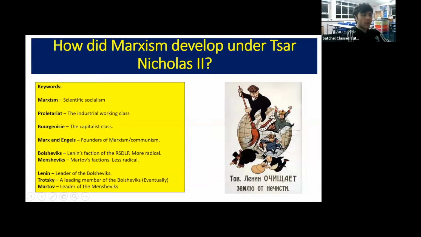Okay, hello and welcome to this lesson on how Marxism developed under Tsar Nicholas II. This lesson is aimed at A-level students and it's going to be particularly useful to you if you're an AQA history student and you're studying the unit on Tsarist and Communist Russia from 1855 to 1964. However, it's also going to be useful if you're generally interested in Marxism or in the collapse of the autocracy under Tsar Nicholas II in Russia.